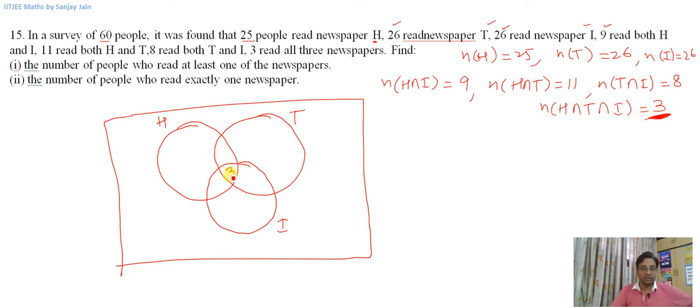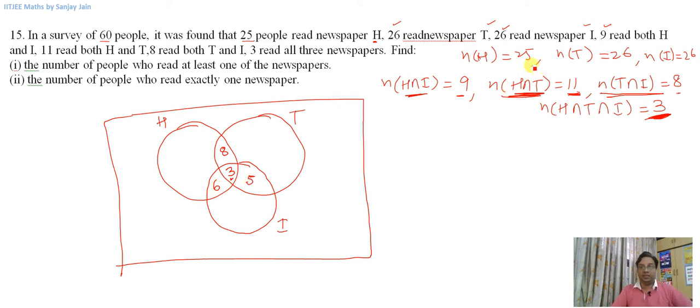Let me start with the inside area, which is common to all three. These people are three in number who read all the newspapers, and the people who read only two newspapers like T and I are eight. If you look at this area which is common to T and I, it has 3 here, and in total I need 8. So I'll write 5 here. Similarly, the common area of H and T has 11 elements. So 3 are covered here. I'll write 8 here. So the total common to both H and T is 11. And common to H and I should be 9. So 3 are here. So I'll write 6 here.